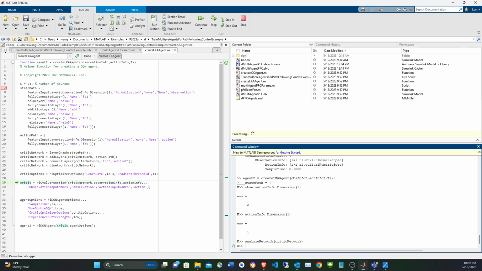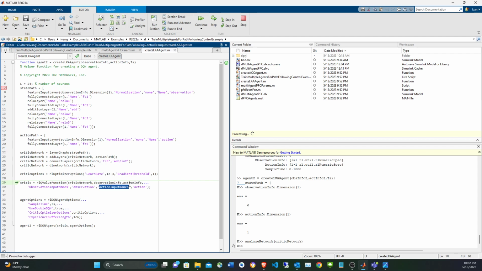Basically, very simple network. So now we have the critic network, we have observation info, action info. We again have to communicate the observation and the action so that they can be fed into the network. So we have our critic.